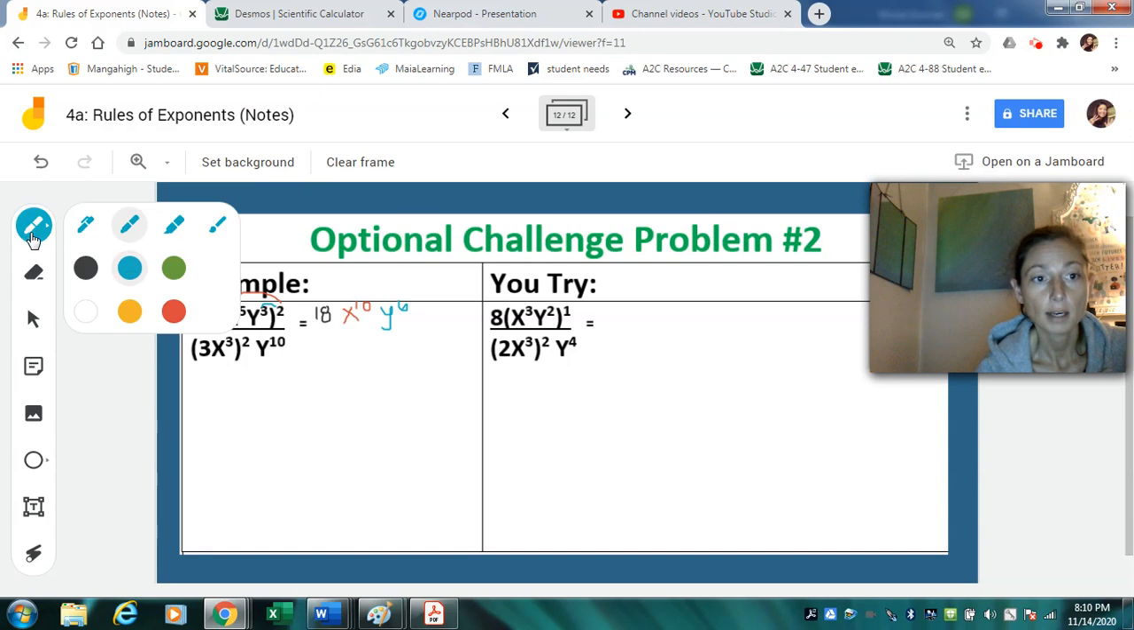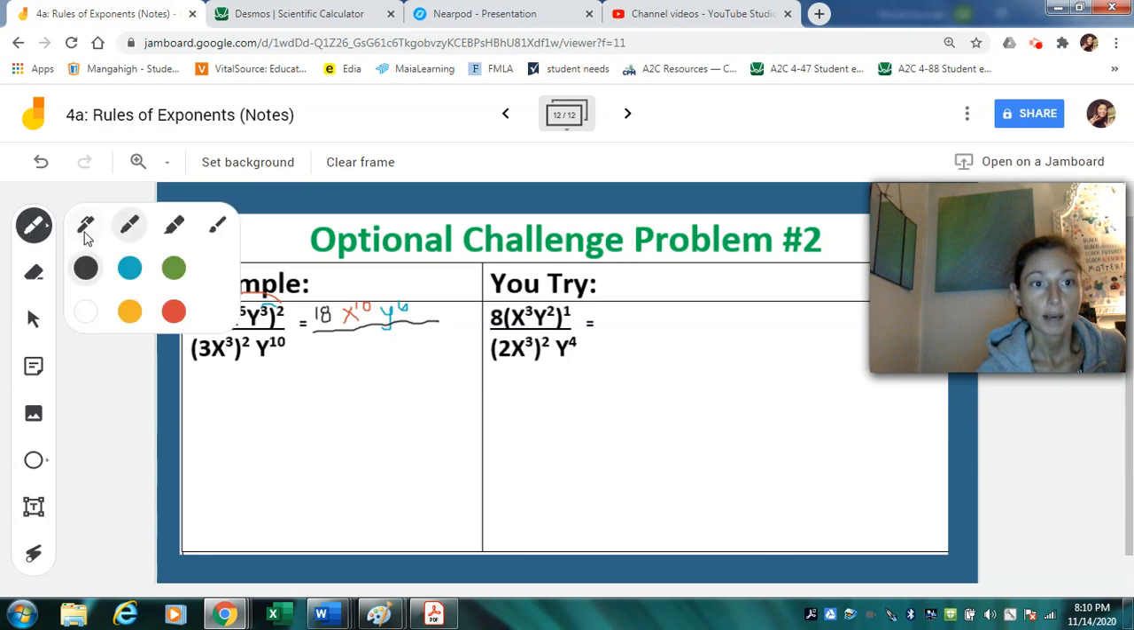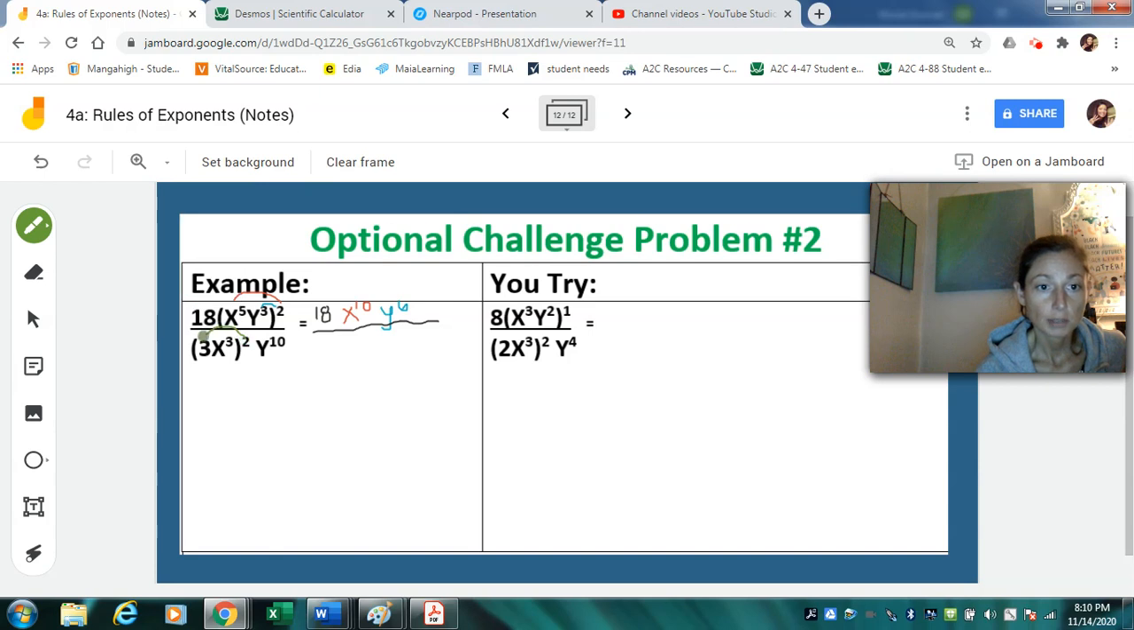Now I'm looking at the bottom here and seeing what I can simplify. So I have this 3x cubed squared. So I can do another distributing the exponent through. So I take this 2 and I'm distributing it to the 3. That gives us 3 squared, which is 9.